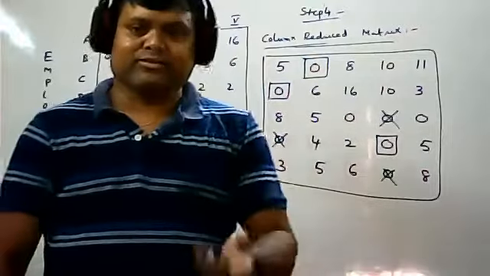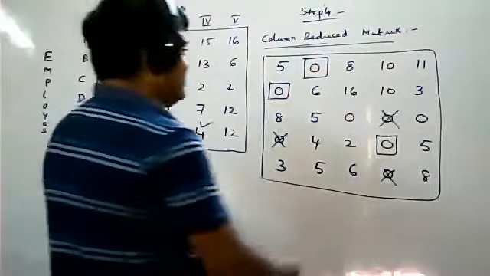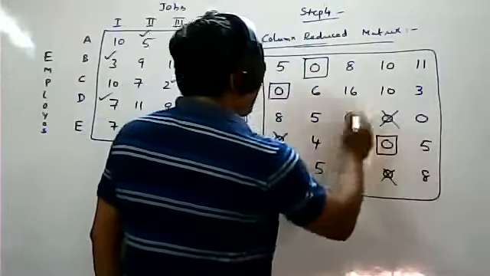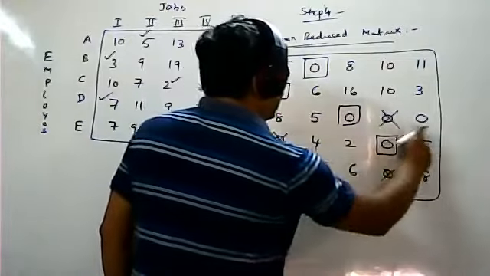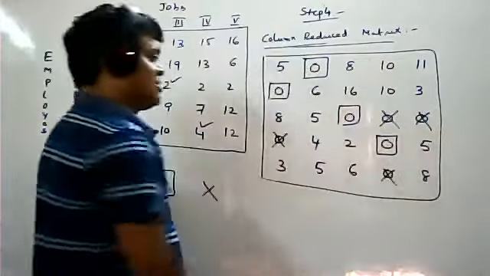Whenever 2 zeros are there, it's your wish; you can choose any one and you will get the answer. Someone will choose this one, someone will choose that one, no problem. I will choose this one. If you choose this one, after making the assignment, any other zeros in the row side or column side should be crossed out.